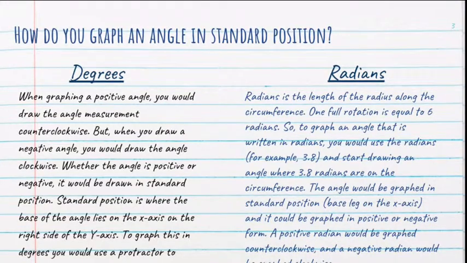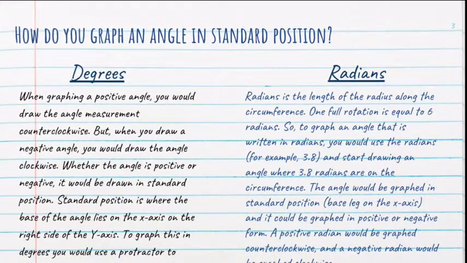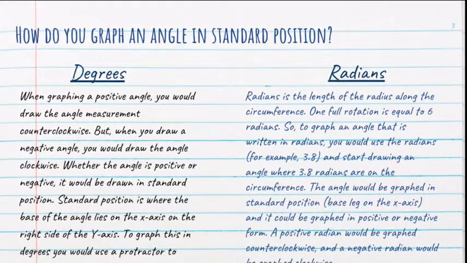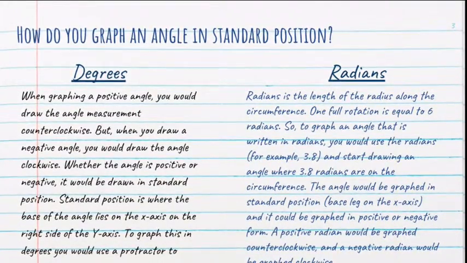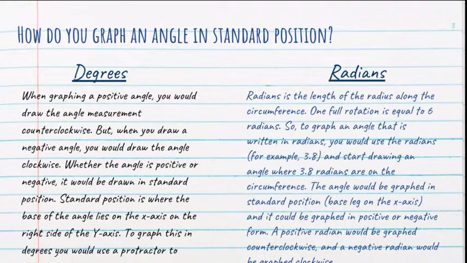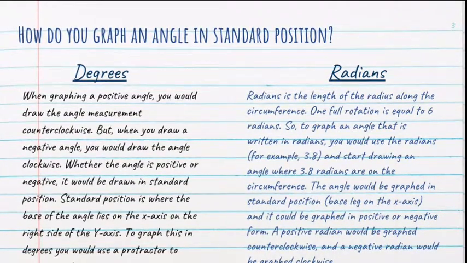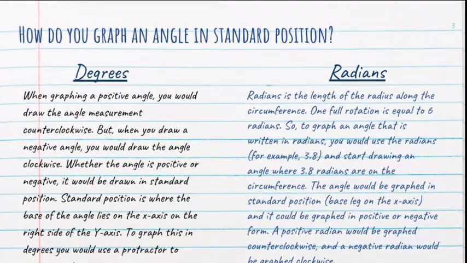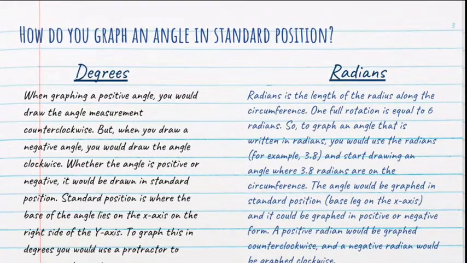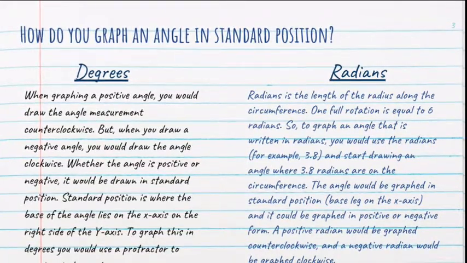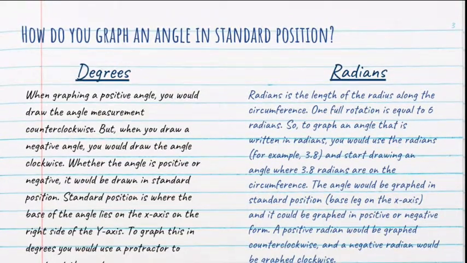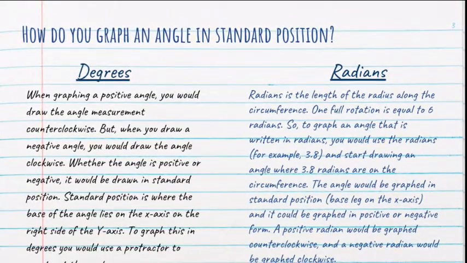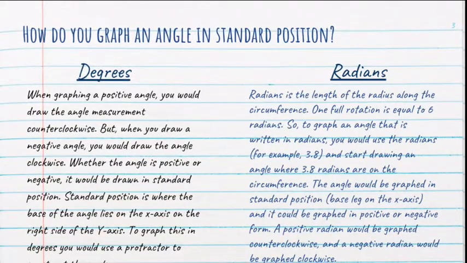To graph an angle in standard position using radians, you would take the radian, for example 3.18, and graph where the start of the angle is where 3.18 lies. Both measurements will result in angles, and you can graph both of them in positive or negative radians or degrees. To graph a positive measurement, you would go counterclockwise, and to graph a negative measurement, you would graph it clockwise.